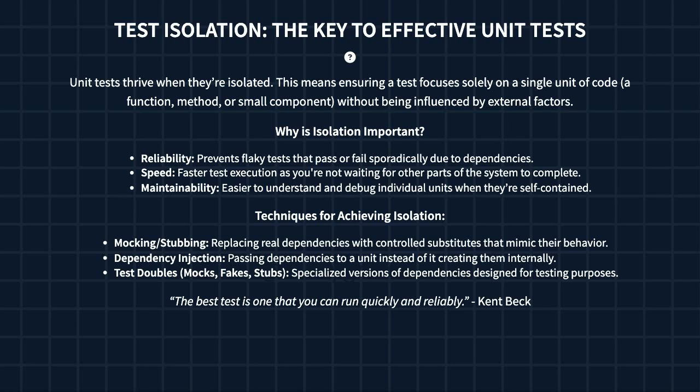We achieve this primarily by using techniques like mocking, where we replace real dependencies with fake ones that give us the behavior we need without the side effects. Dependency injection is another key strategy, letting a unit receive its needs rather than creating them itself. Think of it like building with Lego bricks. You want each brick unit to work independently and easily connect to others.